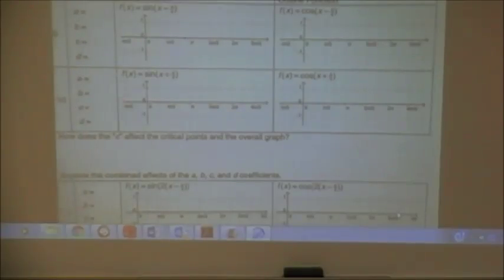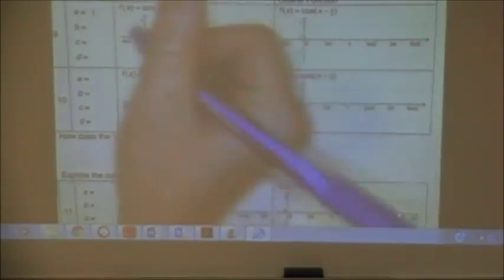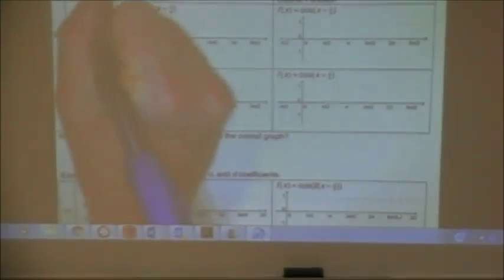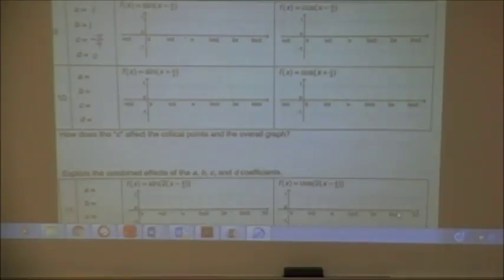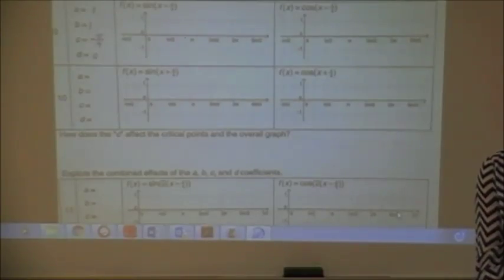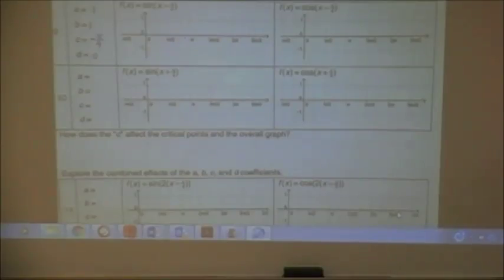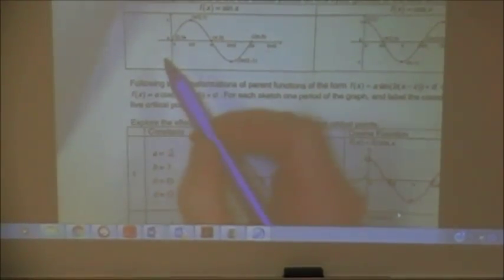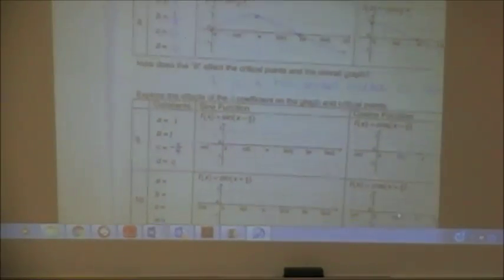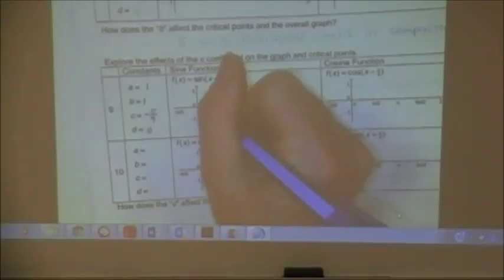Alright, A value is 1, B value is 1, C value is negative pi over 4, D value 0. Okay, so it looks like minus pi over 4, but we all know that's really plus pi over 4. This is a phase shift. Your entire graph is just going to shift to the right pi over 4. So, if you look, your original dot on sine is at (0, 0). We have to shift that now. We're going to shift it right, so it's no longer going to be at (0, 0), but it's going to be at (pi over 4, 0).